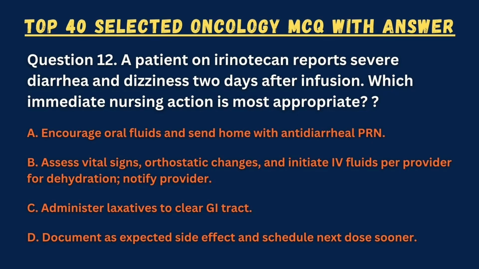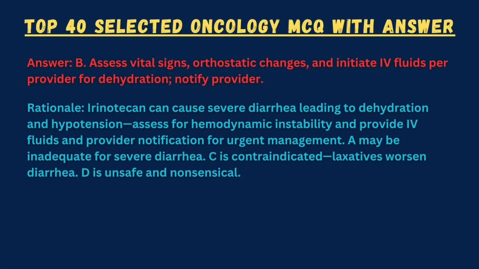Notify provider. C. Administer laxatives to clear GI tract. D. Document as expected side effect and schedule next dose sooner. Answer. B. Assess vital signs, orthostatic changes, and initiate IV fluids per provider for dehydration. Notify provider. Rationale. Irinotecan can cause severe diarrhea leading to dehydration and hypotension. Assess for hemodynamic instability and provide IV fluids and provider notification for urgent management.